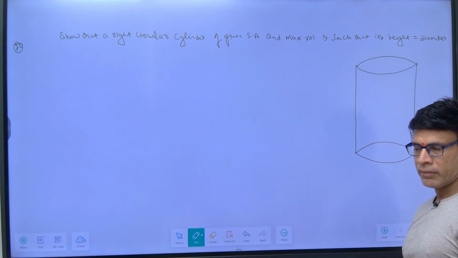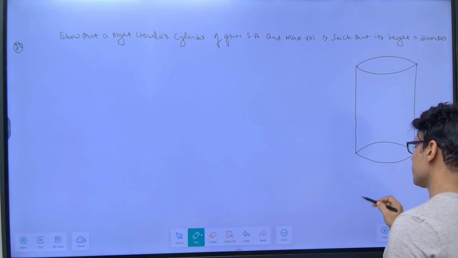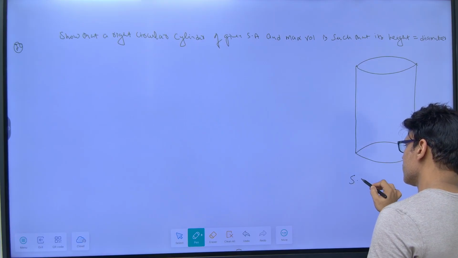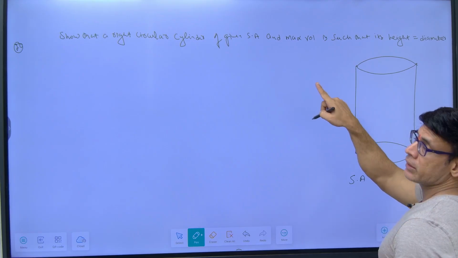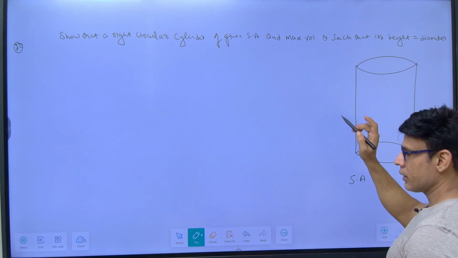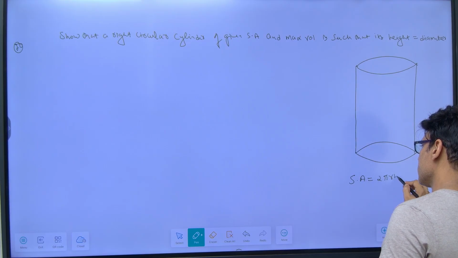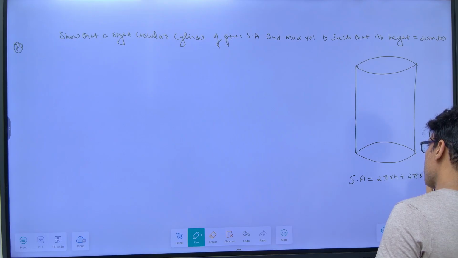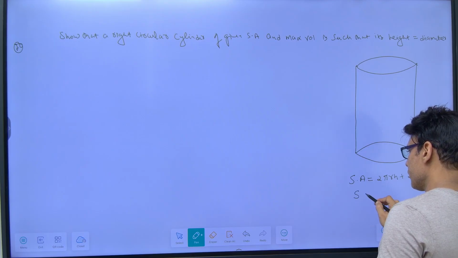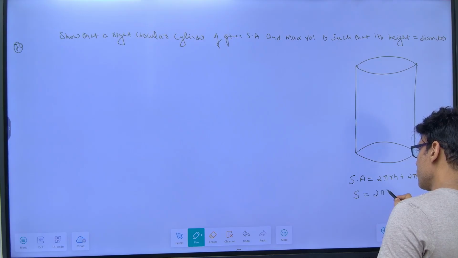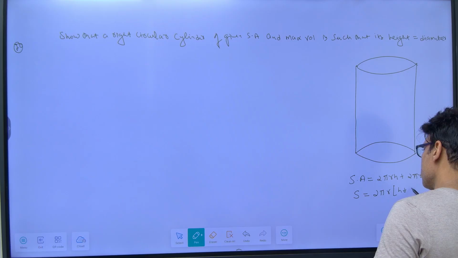When I say surface area, it has to be total surface area. Given surface area means it is constant. So surface area is 2 pi R H plus 2 pi R square. Let's say surface area is S: 2 pi R common, bracket H plus R.